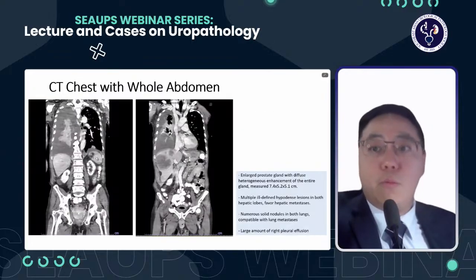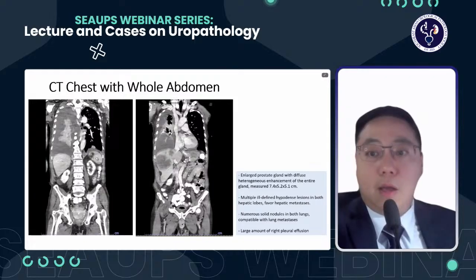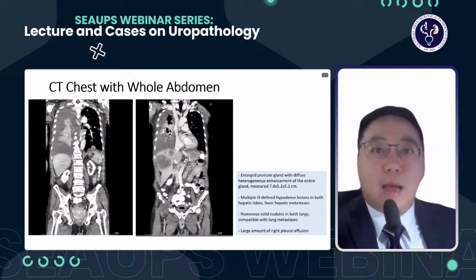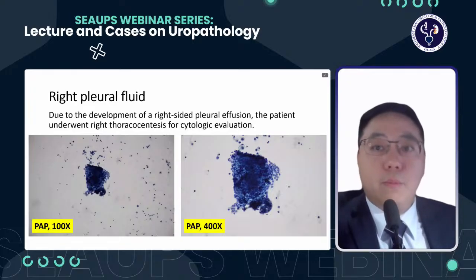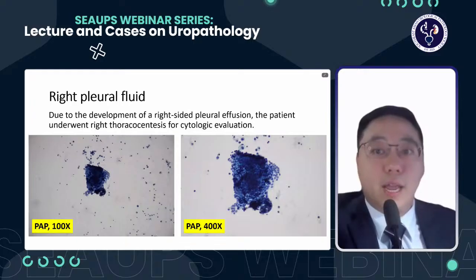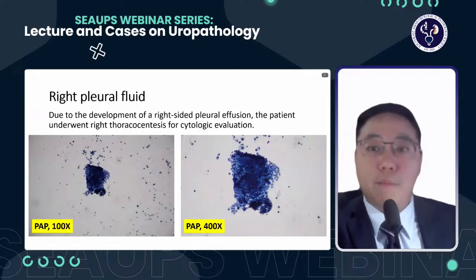ill-defined hypodense lesions were noted in both liver lobes, favoring hepatic metastasis, as well as the bilateral lung nodules favoring pulmonary metastasis, and a large volume of right pleural effusion was also observed. Due to the development of a right pleural effusion, the patient underwent right thoracentesis for cytologic evaluation, and this is a smear slide from Pap stain, revealing a few clusters of atypical large cells within a lymphoid background.